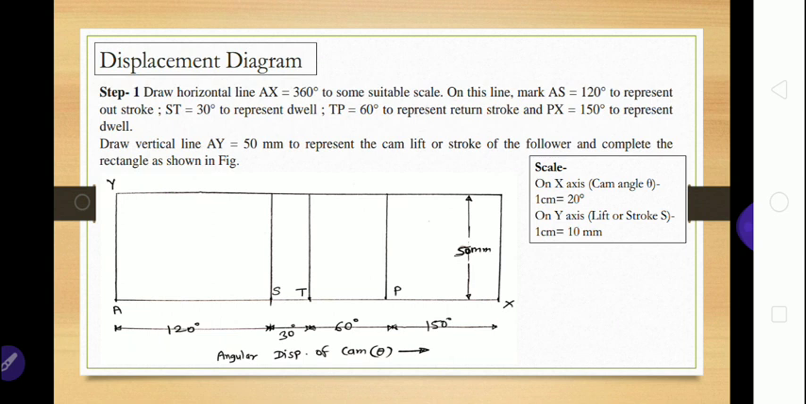And PX distance is 150 degrees to represent the dwell. That 150 degrees divided by 20 will become 7.5 centimeters. That will be the PX distance.